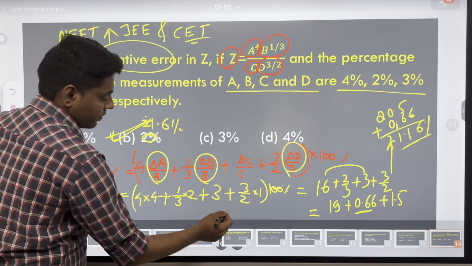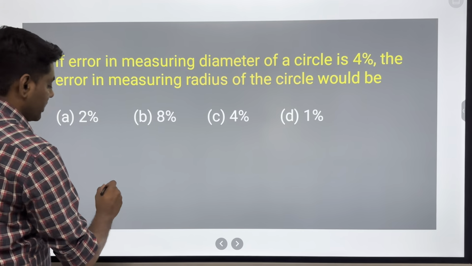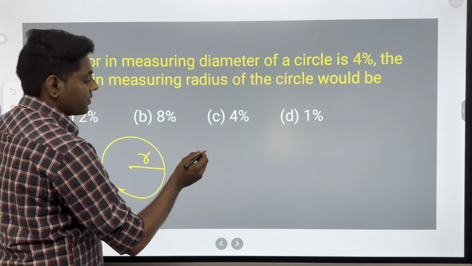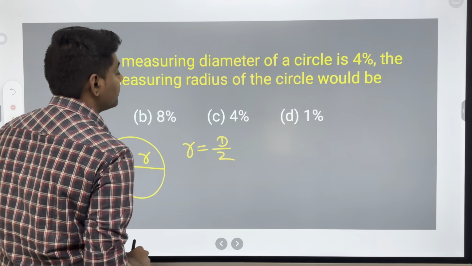So next MCQ: if the error in measuring the diameter of the circle is 4 percentage, then the error in measuring the radius of the circle would be? So we know the relationship between the radius and diameter. Radius is equal to diameter divided by 2.